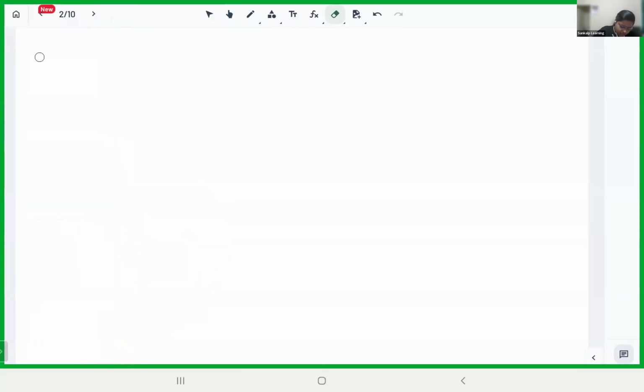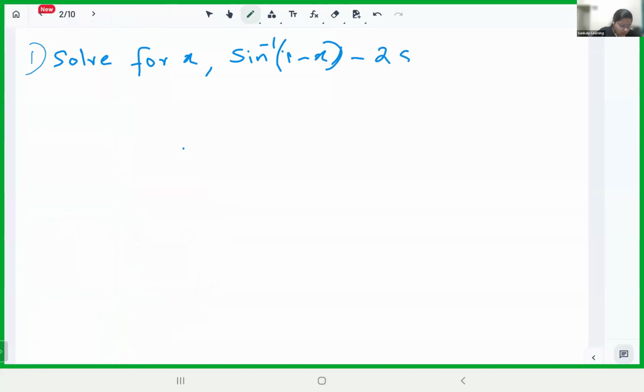So the first question is, solve for x: sine inverse of 1 minus x minus 2 sine inverse of x is equal to pi by 2. We have to find the value of x such that it satisfies the equation sine inverse of 1 minus x minus 2 sine inverse x is equal to pi by 2.